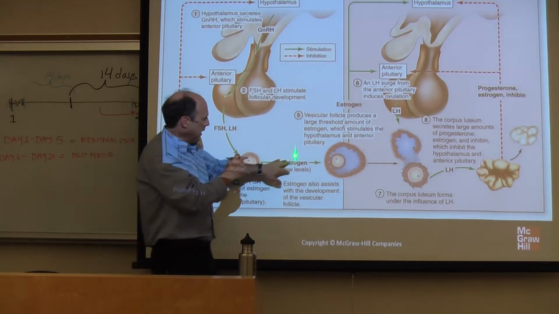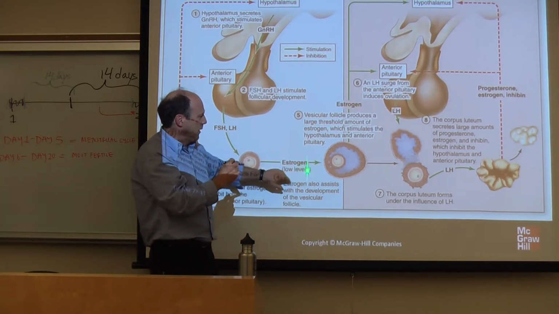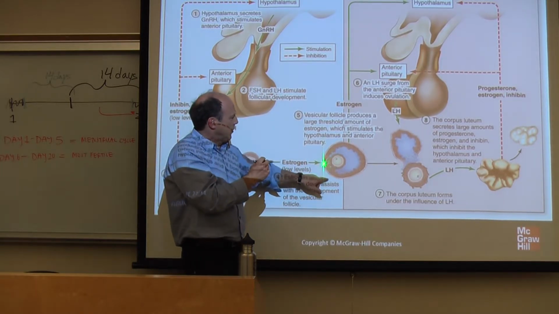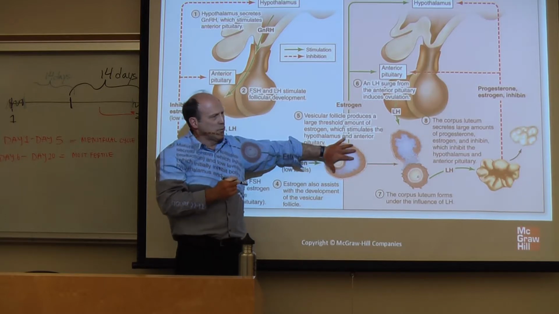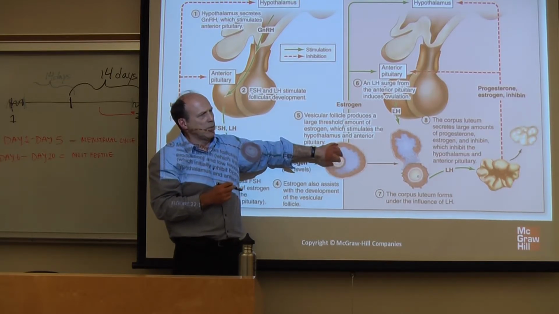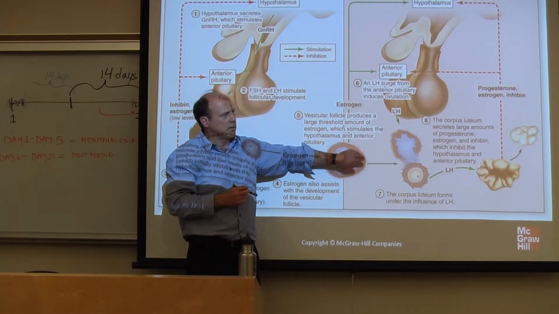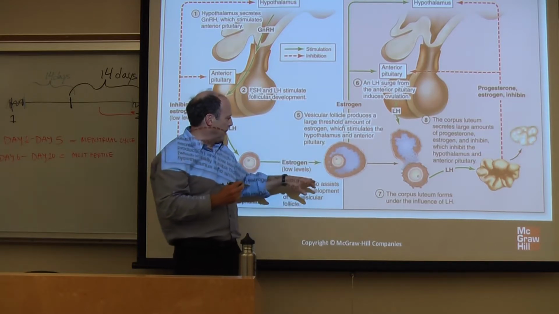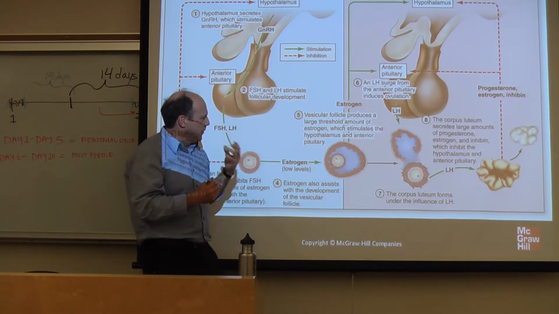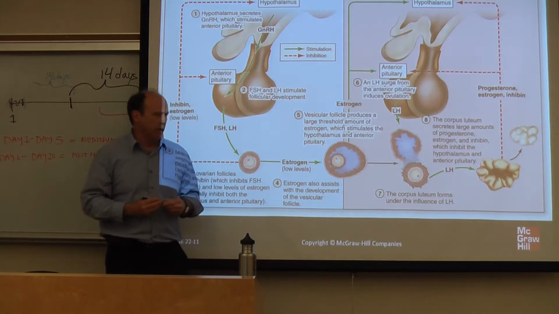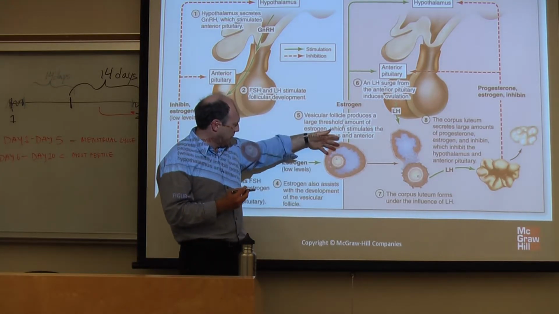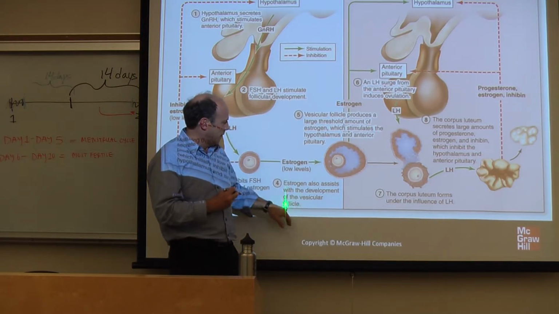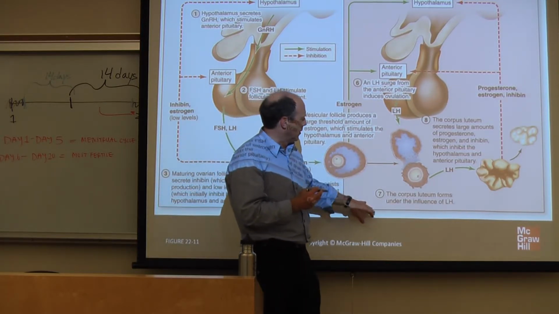And then estrogen plays a key role. Estrogen is produced by the cells right around this maturing follicle. When it becomes a granulosa cell, we had the theca interna. The theca interna is producing estrogen, at low levels. Estradiol is a type of estrogen. Anyway, there are low levels of estrogen that are required for the development of the follicle.